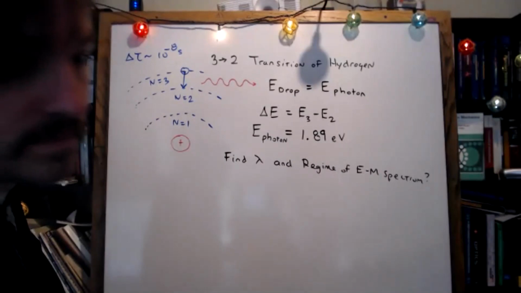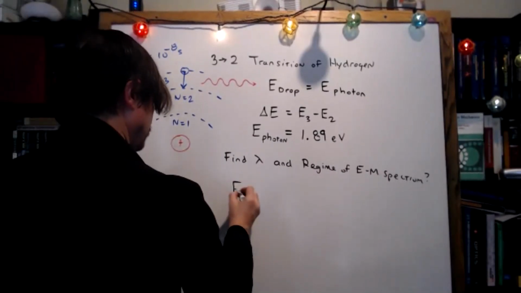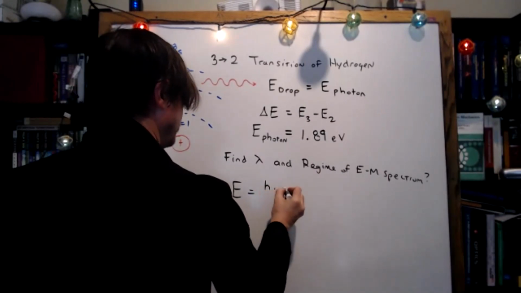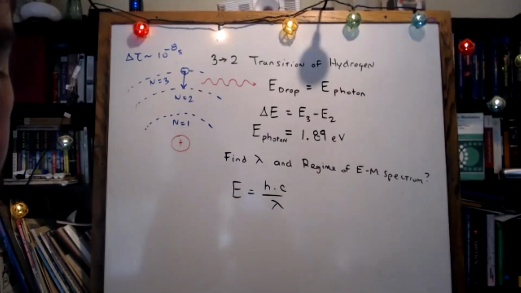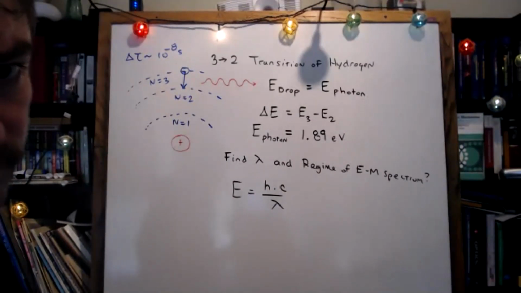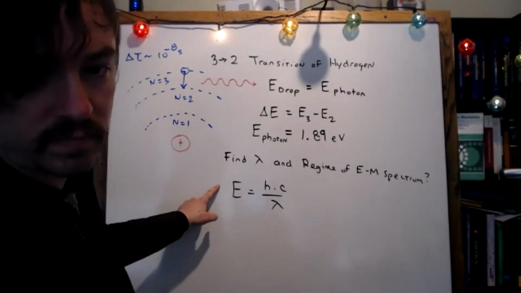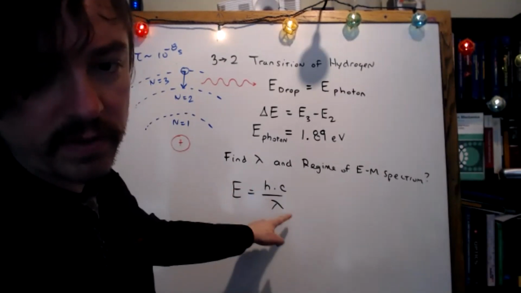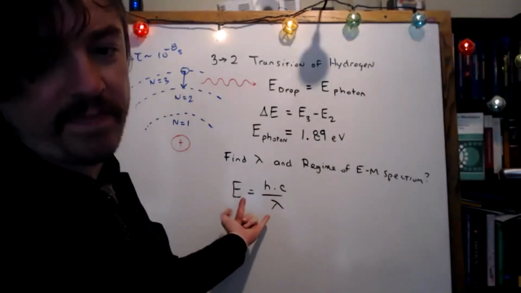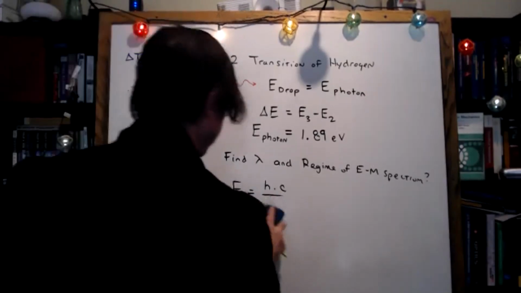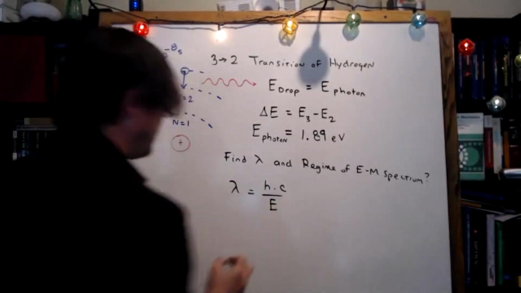Can we use the third formula we were given? Energy equals H times C over lambda. Excellent, except modify it. How do we modify it? Multiply the lambda to energy, and then we'll divide out the energy and put that under the H times C. It's kind of like flipping a burger. We flip this one up and we flip that one down, right? So wavelength is equal to HC over energy.